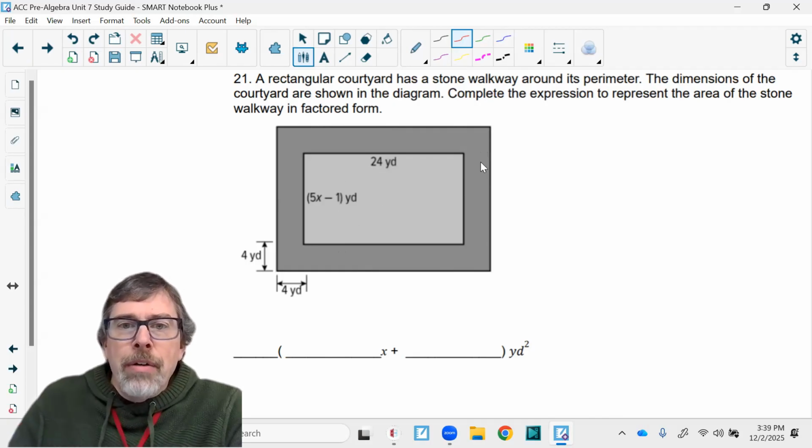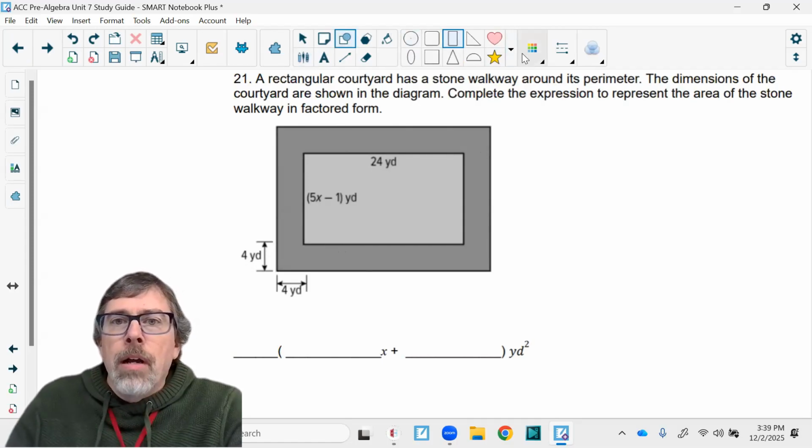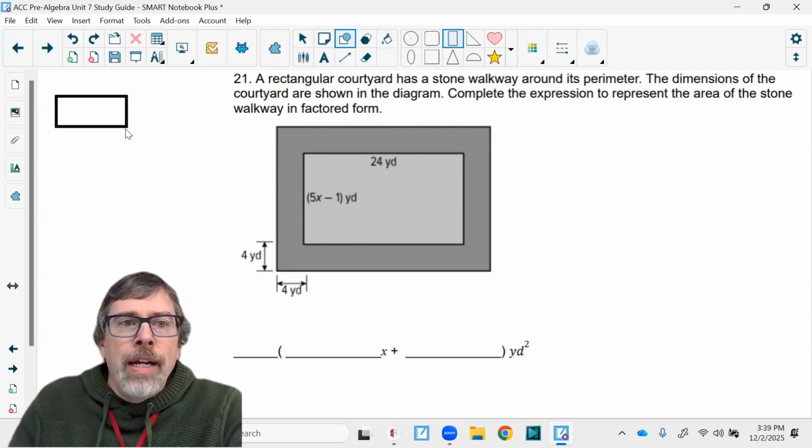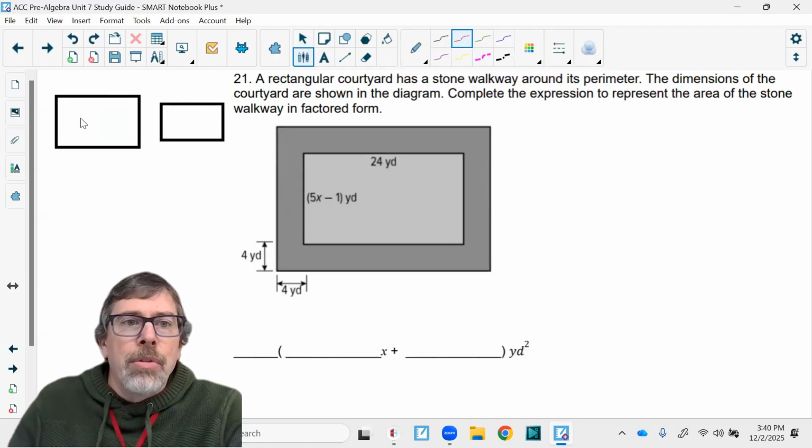So in order to find the area of the stone walkway, here's what we need to do. I'm going to draw a diagram of this. So if you have a rectangle, a big one, and then you have another one that's not as big, okay, so this is the diagram, right? So what you want to do to find the area in here is take the area of the big minus the area of the little. So I'm going to write that like this. So it's the area of the big minus the area of the little equals the area of the border.